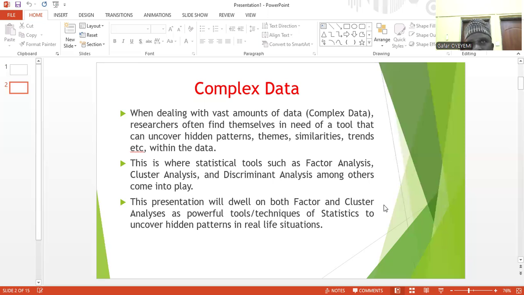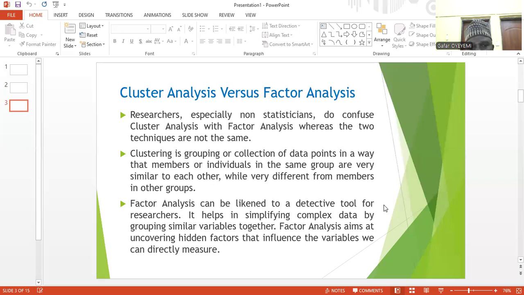This presentation will dwell on just two of them, and that is factor analysis and cluster analysis, as powerful techniques to uncover hidden patterns in real-life situations. Cluster analysis versus factor analysis. Most researchers, especially the non-statisticians, do confuse cluster analysis with factor analysis, whereas the two are not the same.